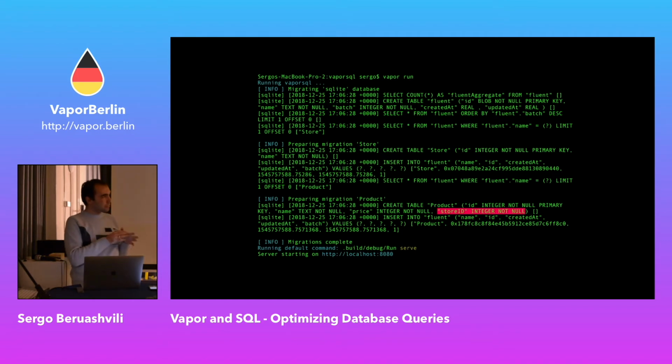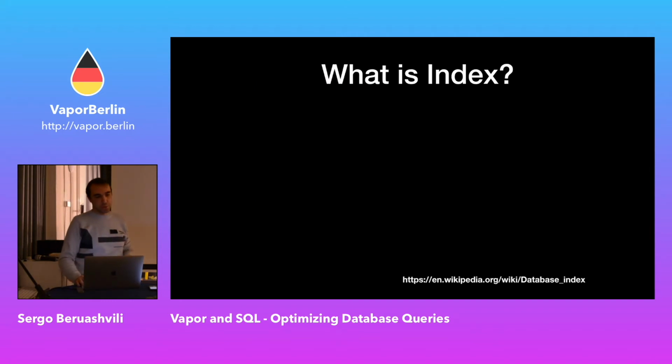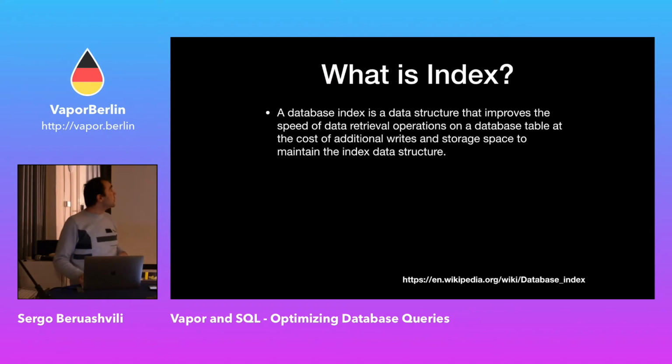Before we go to the Vapor-related stuff, let's quickly review what an index is. An index is a data structure that allows retrieving data from the database faster, but at the cost of additional work, so it will be slower to write new rows in the database, but retrieval will be faster.